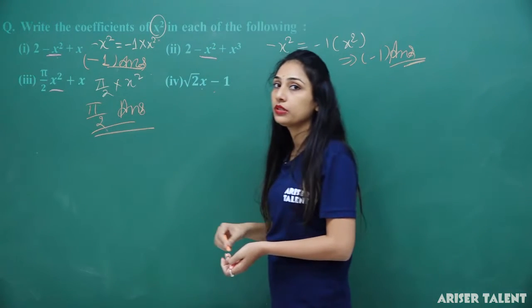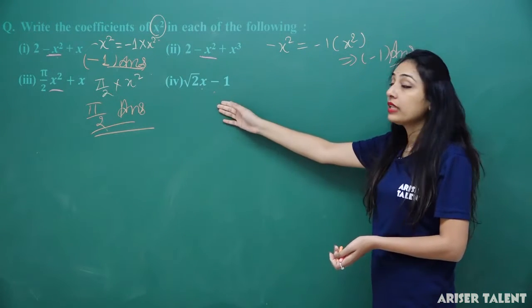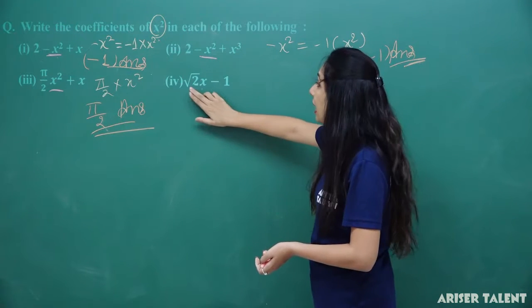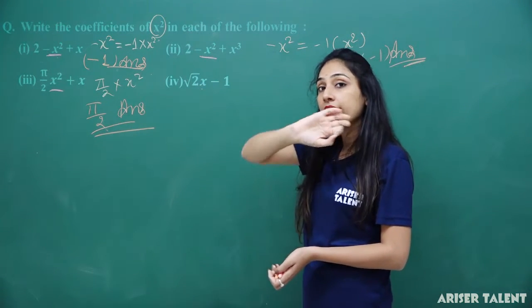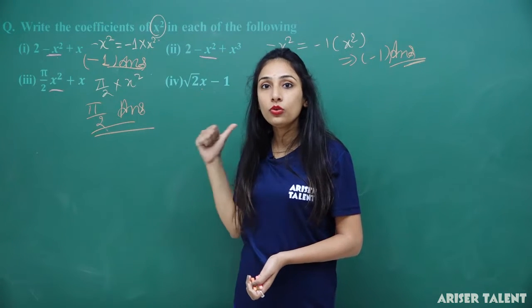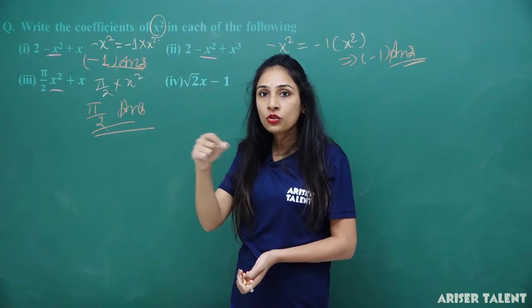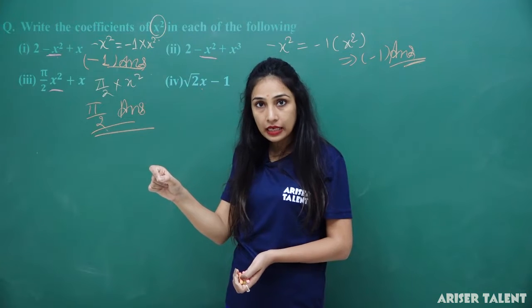This is my answer, students. Okay, now look at this fourth one. In that fourth one, student, we are having root 2x minus 1. That means I am not having any coefficient of x square. So what will I do? Should I write, I am having no coefficient of x square, should I write like this?